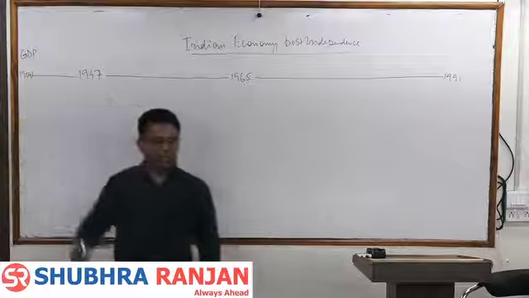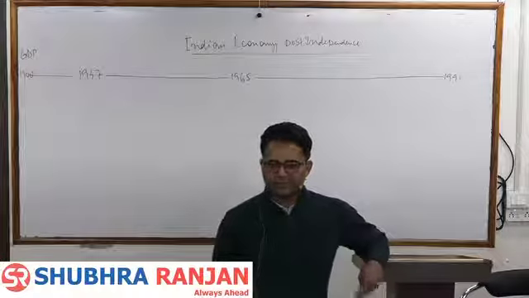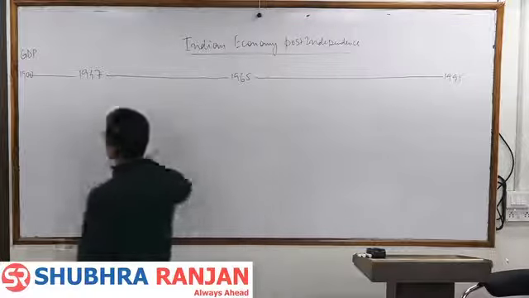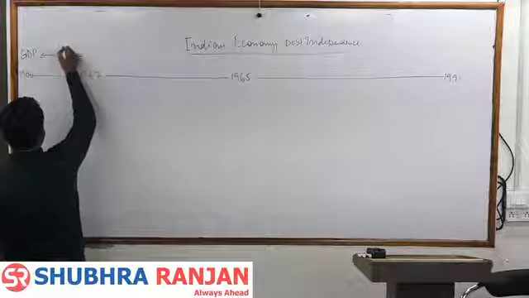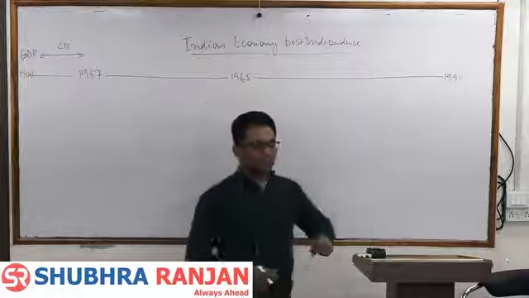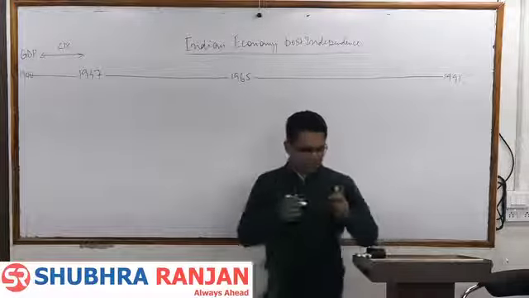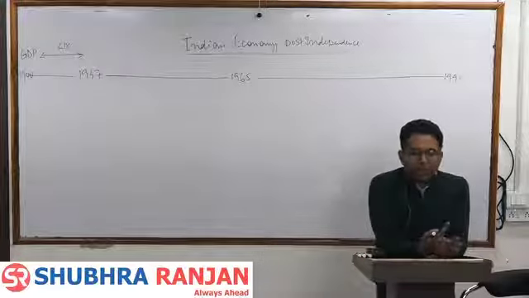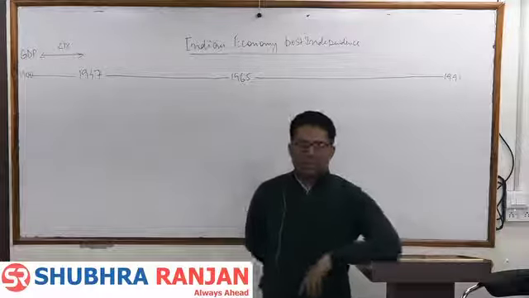What do you think? What was the GDP growth before independence? कितना रहा होगा? 2.5%. Less than 1% approximately. Somewhere it is reported 0.6%, somewhere it is reported 0.7%. So the economy was almost stagnated.